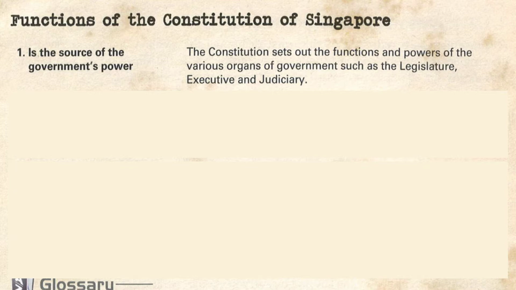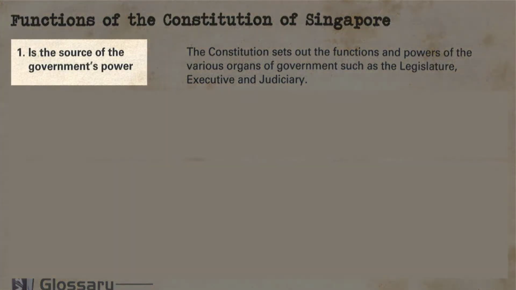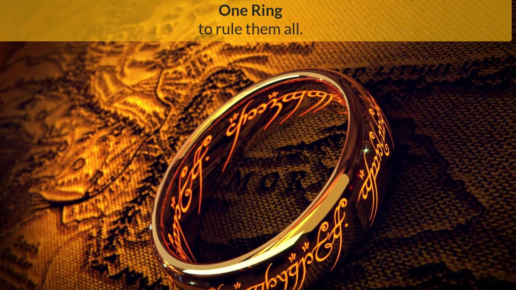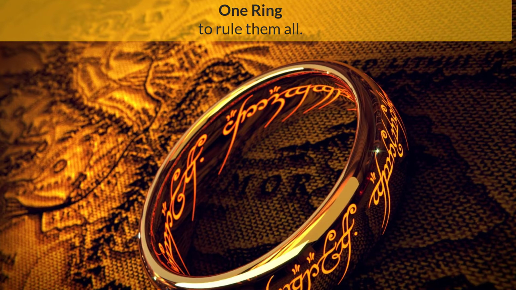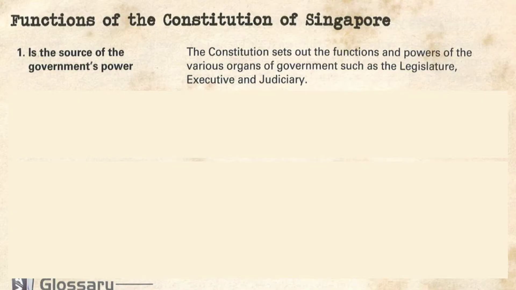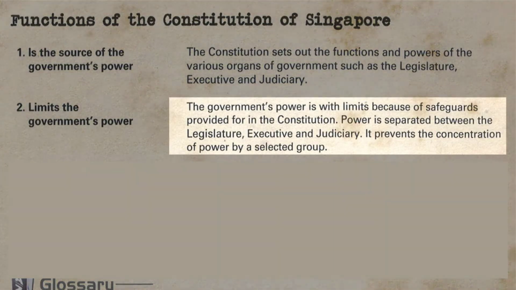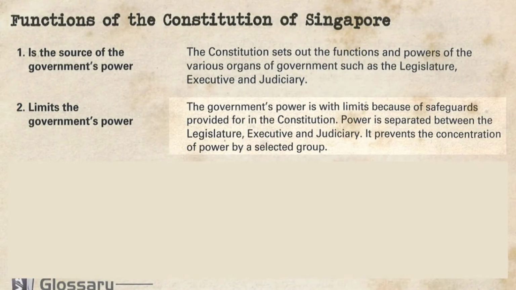The function of the Constitution of Singapore is that it is the source of government power. Think of it like a magic ring where it gets its magic. This is its magic. So it sets the function and powers of all the different organs of government that gives its power. And it limits the government power, preventing it from being too powerful for its own good.